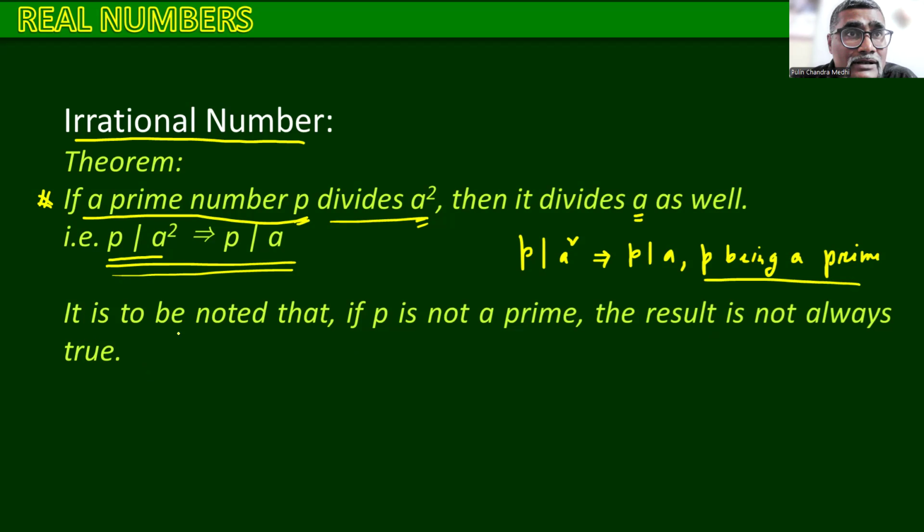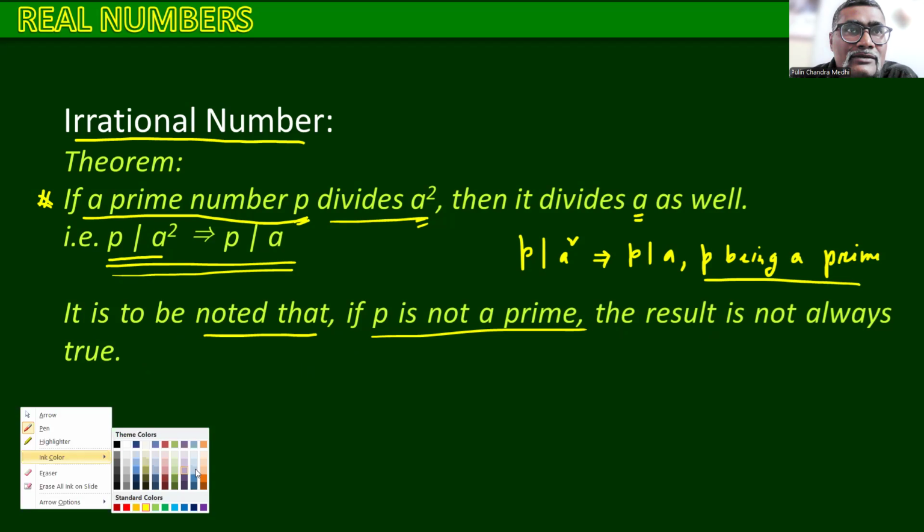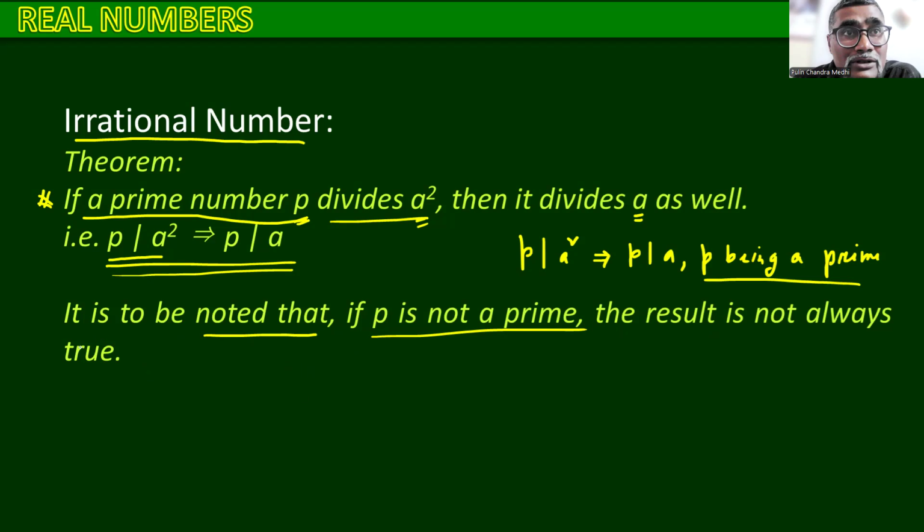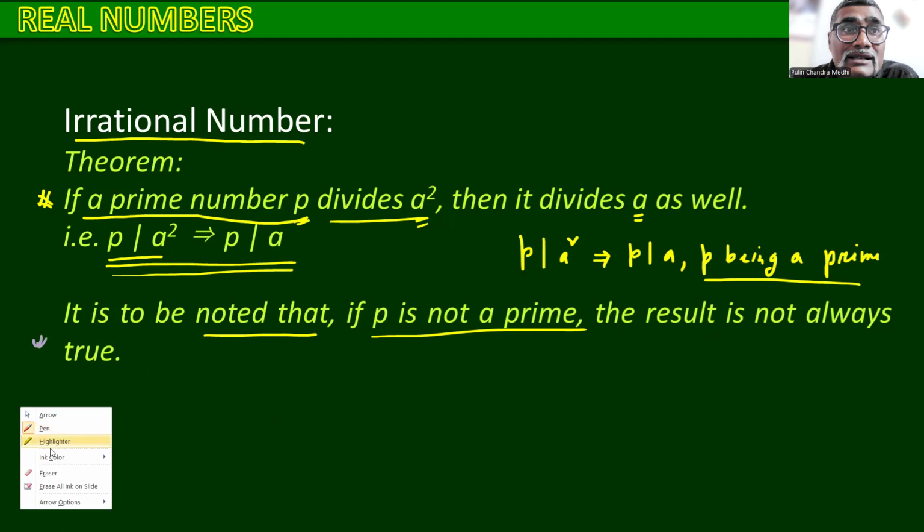And also there is an exception. It is to be noted that if P is not a prime, the result is not always true. Sometimes it may be true, but not in general, right? So I just want to give one example so that you can identify. I want to give an example for the contradiction, which is not true. I'm not giving the example for that which is true.